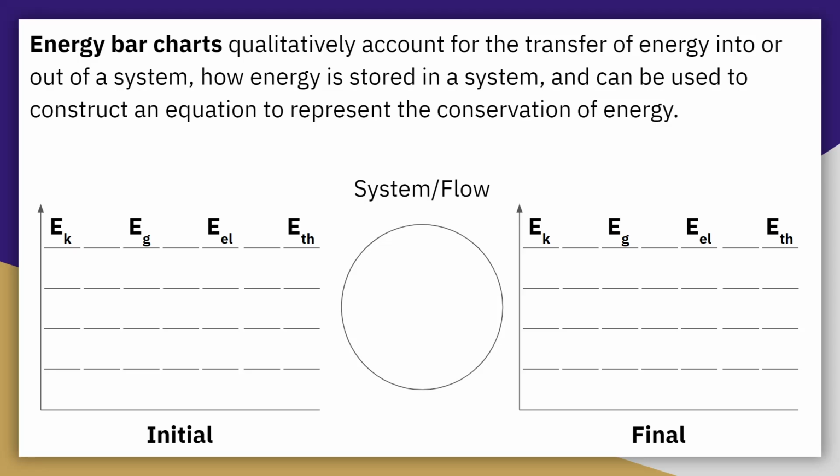This is what a very generic energy bar chart would look like. We have a bar chart over here on the left that would represent the initial energy stored within the system. We would have our bar chart on the right that would represent the final energy stored within the system. We would have this circle in between the two bar charts that would represent our system itself, that we can show any energy flowing into or out of to account for any differences in the energy stored within the system between the initial and final accounts.